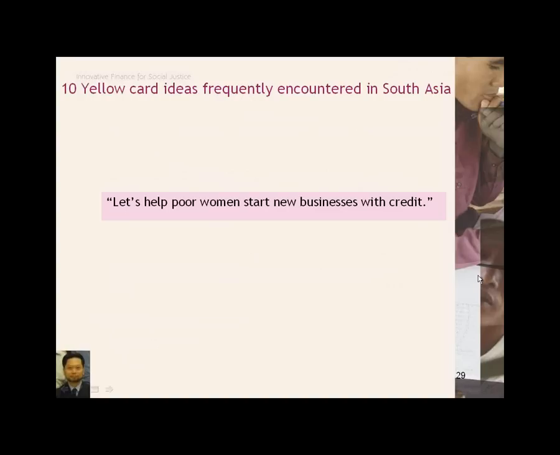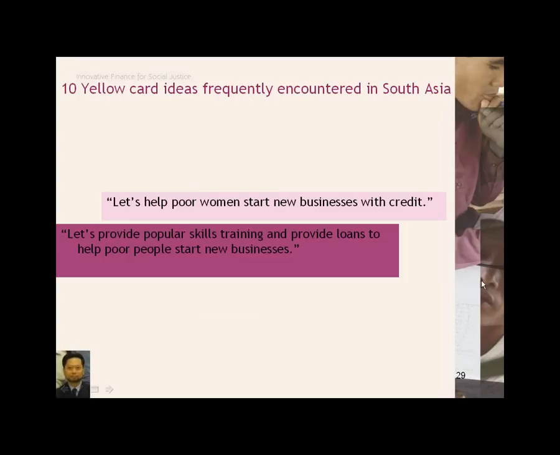Number 1, let's help poor women start new business with credit. Yes, this is actually the popular idea, but a yellow flag idea. Number 2, let's provide popular skills training and provide loans to help poor people start new businesses. Now skills added. Is it enough?